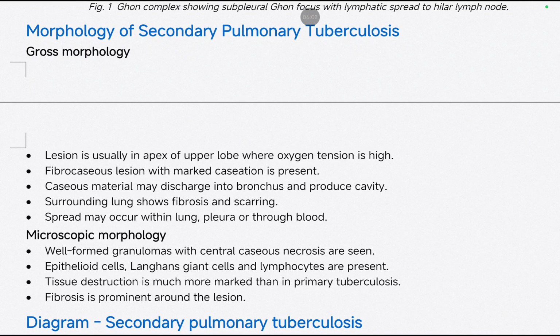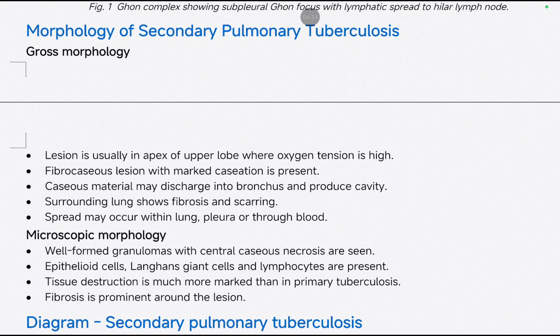Don't worry about it, I'll explain to you. What does the word say? Fibrocaseous. It simply means there are two processes going on simultaneously. One is fibrosis, another is necrosis. So at one end, the tissues are dying and converting into cheese-like structures, and in other words, the body is trying to heal by fibrosis. So a region is present where this process is continuously going on.